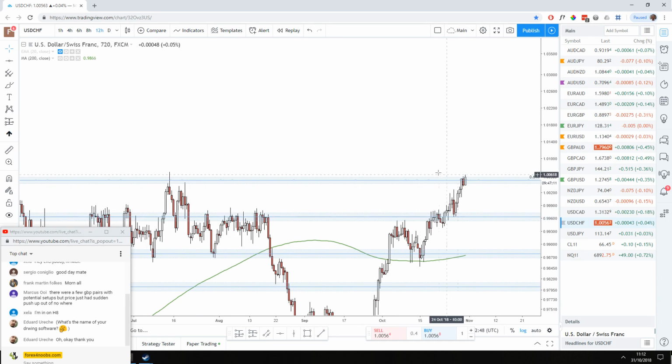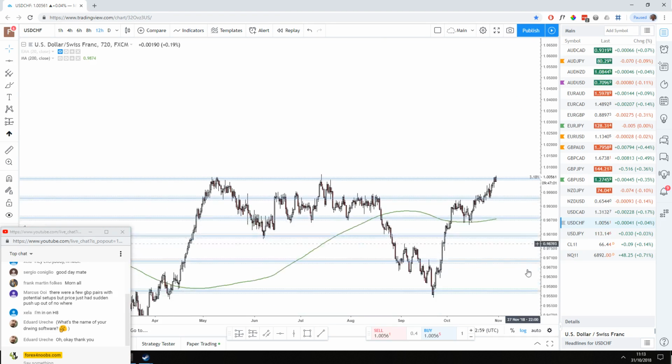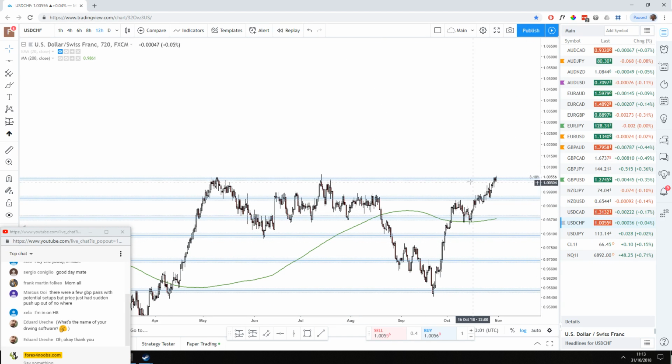This is interesting. This could give us a nice continuation trade. If price gets further above here, then we get a pullback. That would give us a nice continuation trade. This is a major high for USD CHF. It's above parity. Parity being the $1 mark, so 1 franc is worth $1. So it's above parity right now.